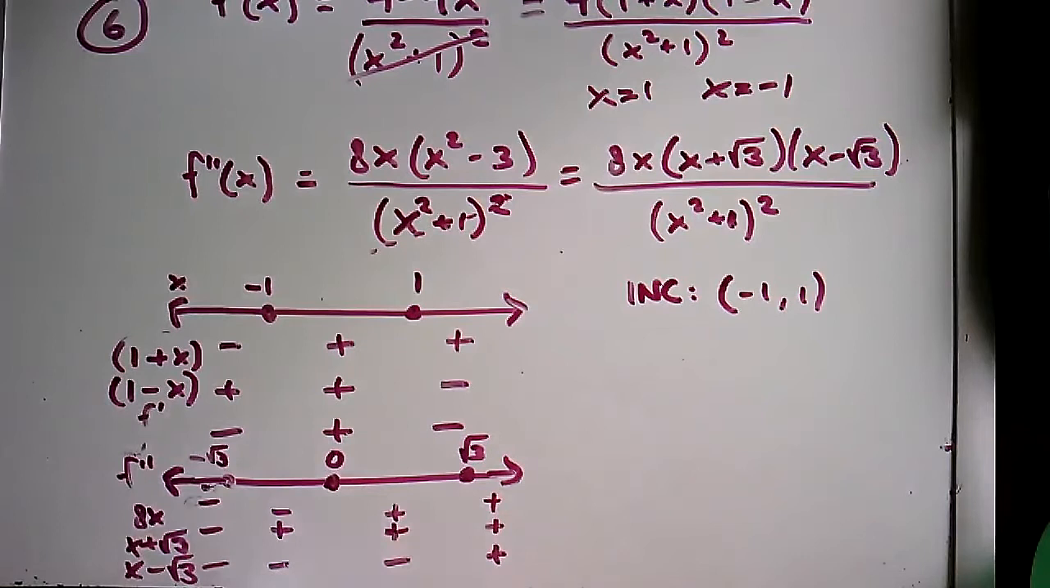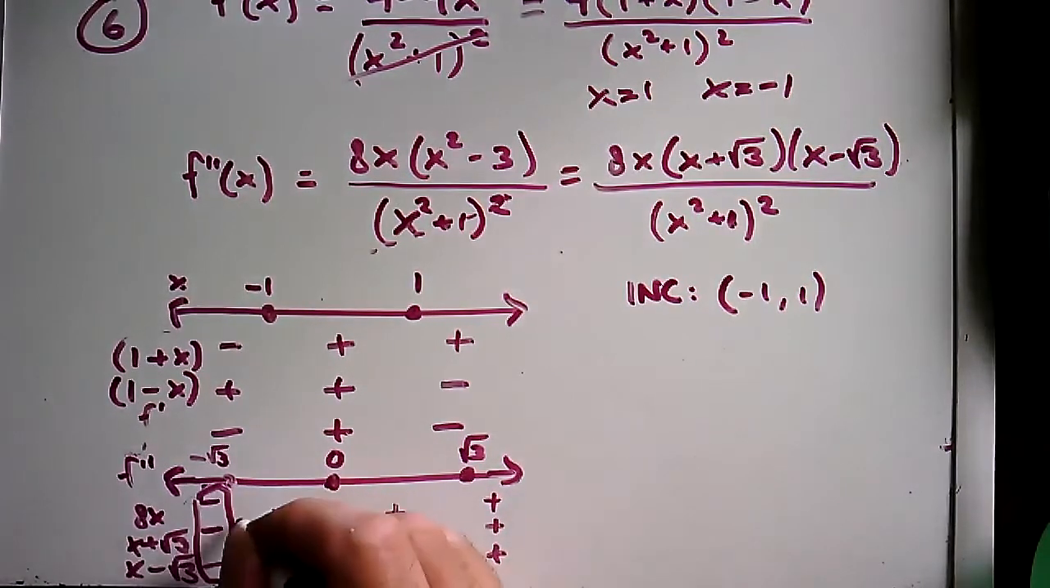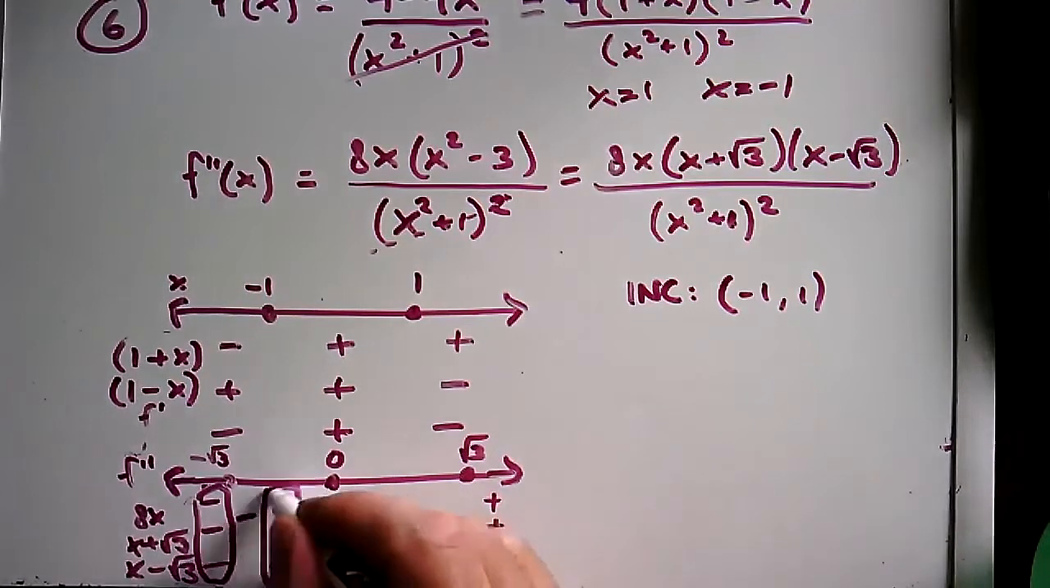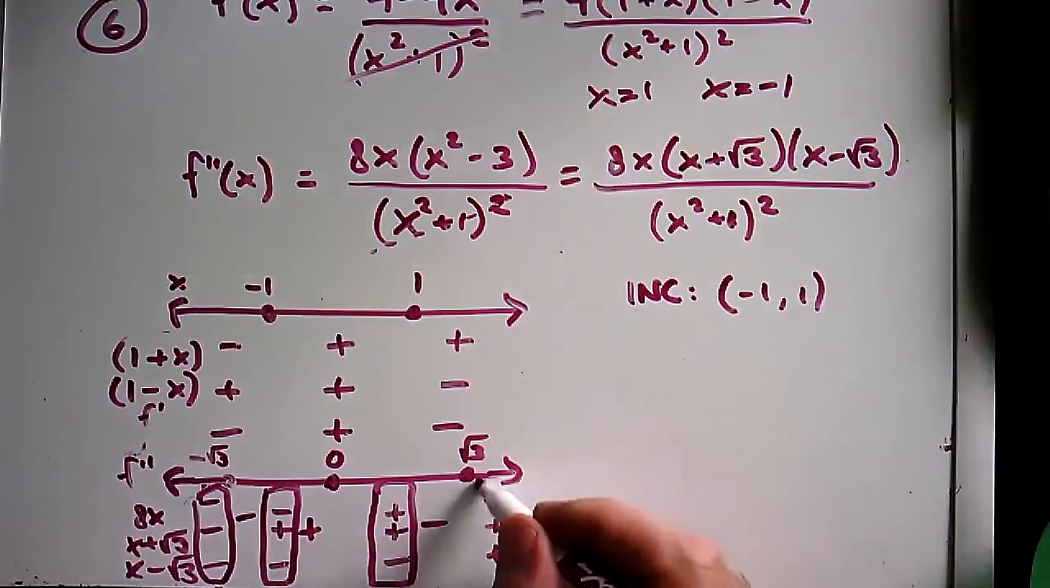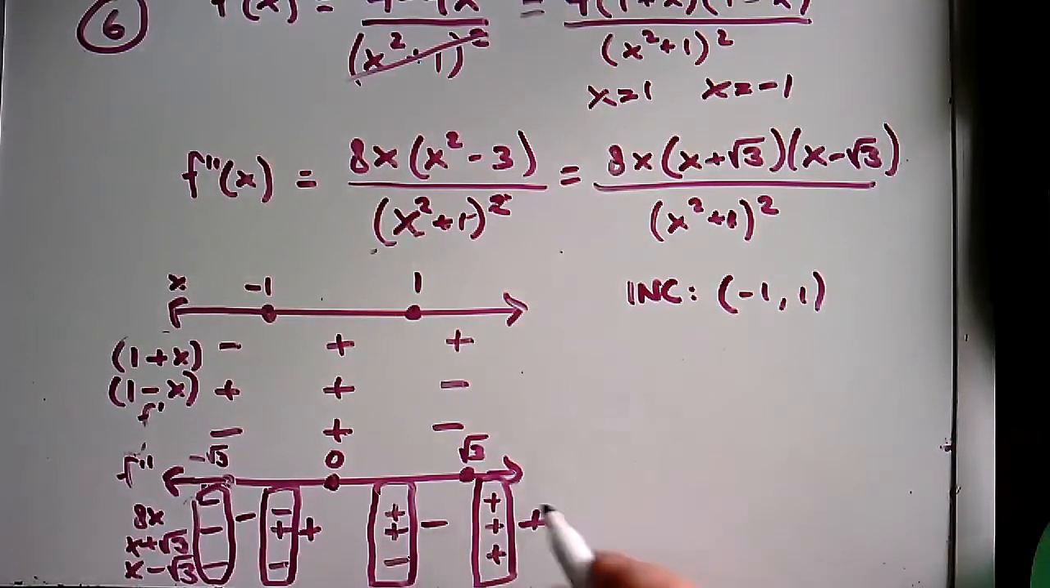So negative times a negative times a negative is negative. Okay, so I'll just summarize that. 2 negatives times a positive is positive. 2 positives times a negative is negative. And then all 3 positives multiplied together is positive. And so what that tells us is our function is concave down when x is less than negative root 3, concave up in between negative root 3 and 0, concave down between 0 and root 3, and then finally concave up for x greater than root 3 here.